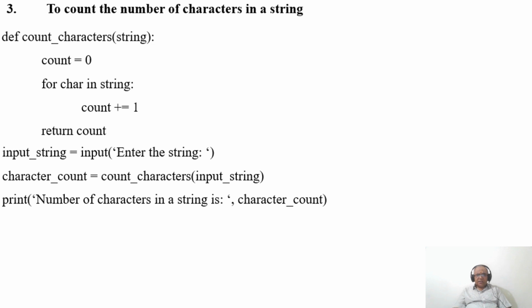So this is how we write the program. The input string is taken with input, enter string. I want ON. What is the character count? That is the definition of the function. Character count will be equal to count characters of the input string. So I am assigning the result to a variable, character count. Then print the number of characters in a string is, and how many characters are you going to get? You are going to get 2, when you have just typed in ON.